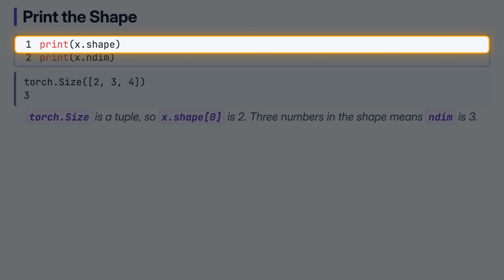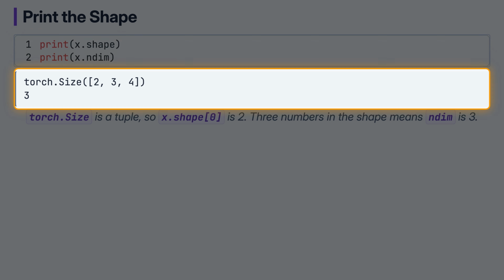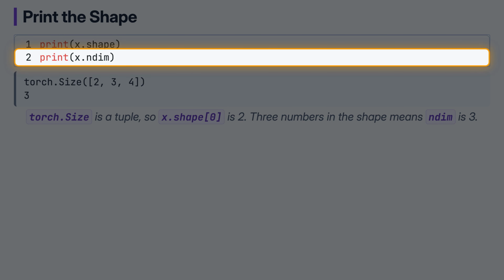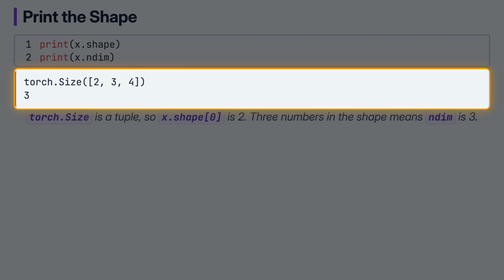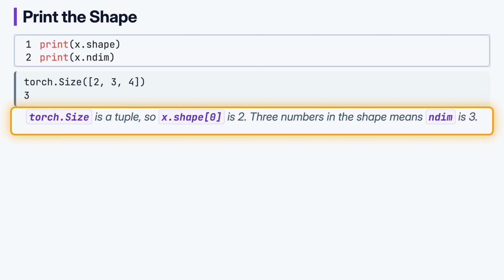Let's print it. Print x.shape. The output is torch.Size([2, 3, 4]), exactly the 3 numbers we just walked. Then print x.ndim. And that's 3. The shape has 3 numbers, so the rank is 3. torch.Size behaves like a tuple, so x.shape at index 0 is 2, and 3 numbers in the shape means ndim is 3.